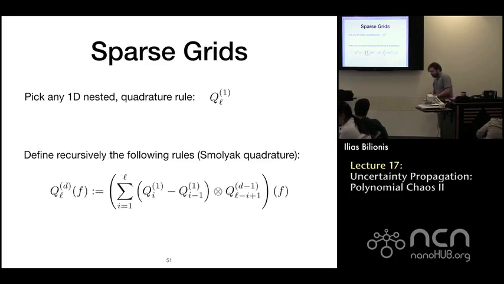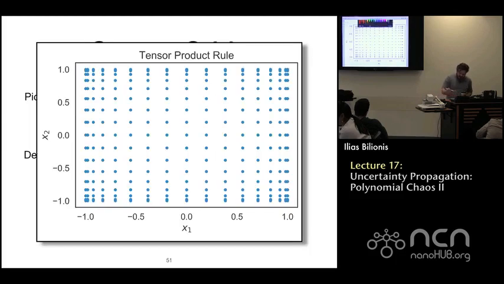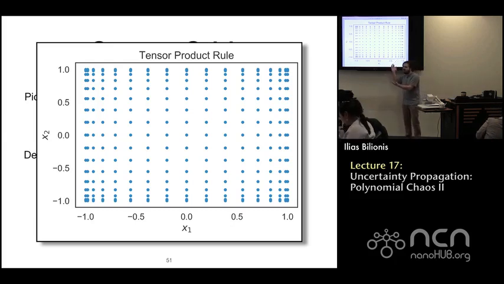Let me just motivate sparse grids like that. You want to be able to construct quadrature rules in higher dimensions, but you don't want all these points. Obviously the problem is that you have too many nodes. So you're saying, okay, let me just get rid of a lot of these points.